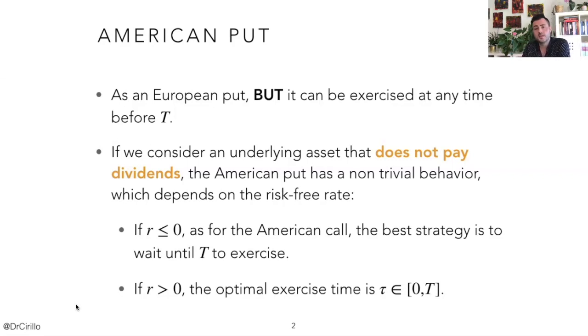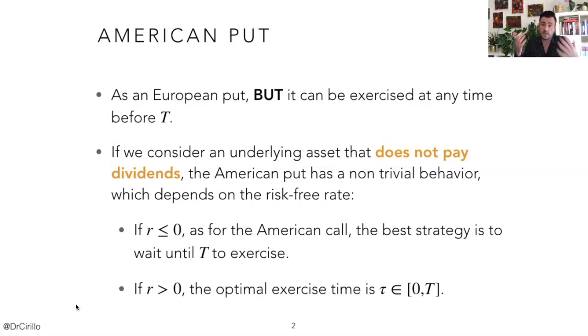Yet, in the case of the American put, even if the underlying asset does not pay a dividend, we have non-trivial behaviors. In reality, we can distinguish two main situations related to the risk-free rate. You remember, for us it is a constant quantity. So we are not modeling interest rates, not yet. From the next lesson, we will do that. But for the moment, the framework is always the same. We have a constant risk-free rate, the only rate we consider.